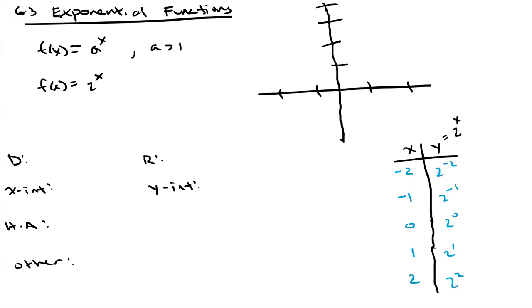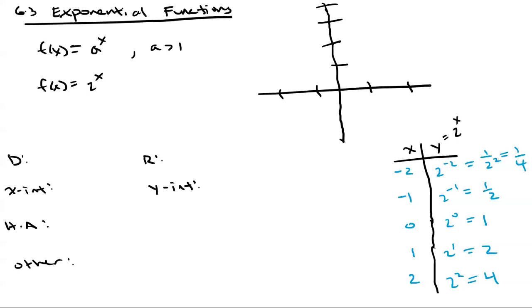So 2 to the 2 power is going to be 2 times 2, which is 4. 2 to the 1 is 2. 2 to the 0, believe it or not, is actually equal to 1. And then 2 to the -1, if you look at your algebra formula sheet, I can rewrite as 1 over 2. And 2 to the -2 as 1 over 2 squared, or 1/4.